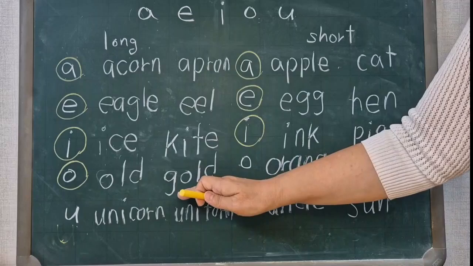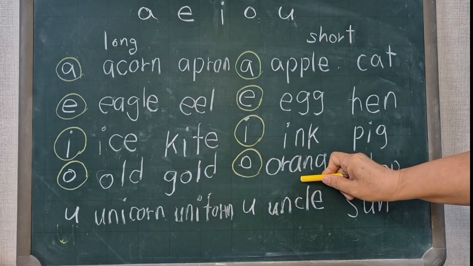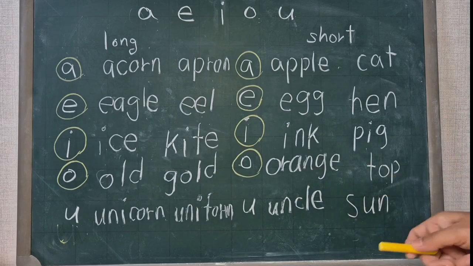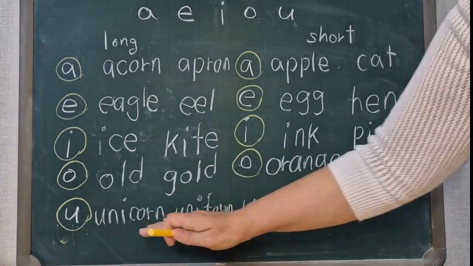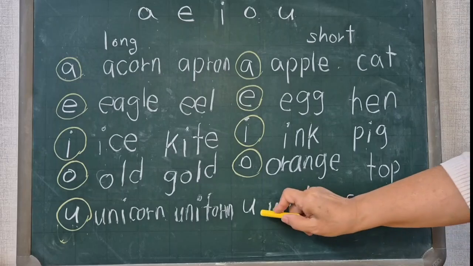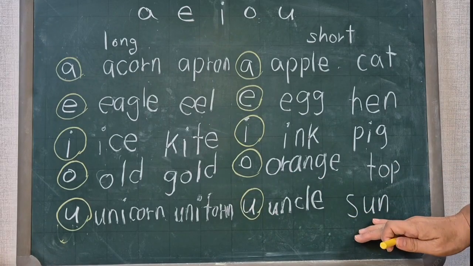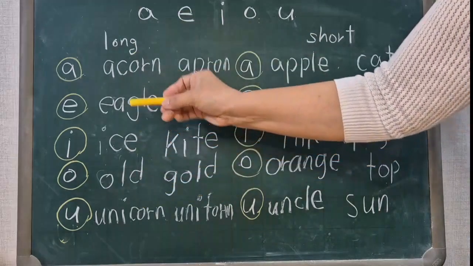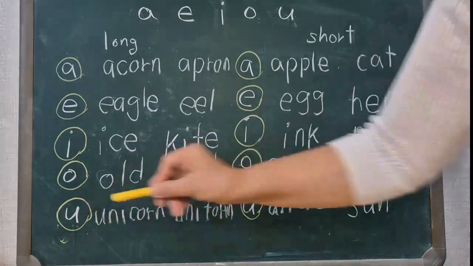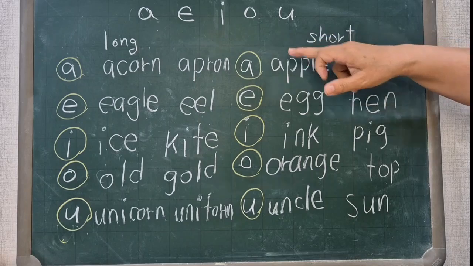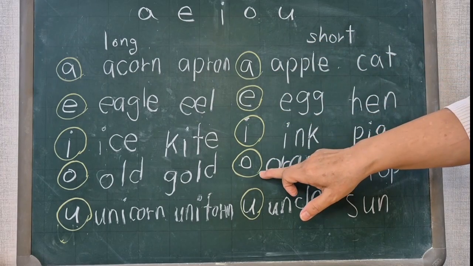Old, gold. Orange, top. Unicorn, uniform. Uncle, sun. Long vowel sounds: A, E, I, O, U. Short sound vowels: A, E, I, O, U.